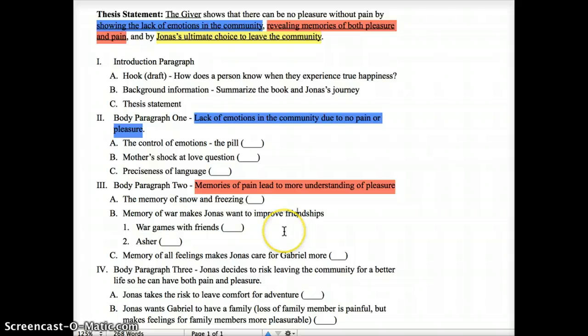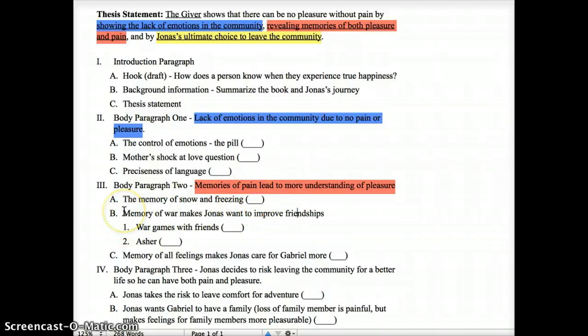You guys remember that moment when Jonas had snow and he was so excited, and then the next time the giver kind of made him know what it was like to freeze or burn, and he gave him these like nasty memories, but Jonas still wanted those happy memories of the snow, and it made them even better. So that's my example 1.